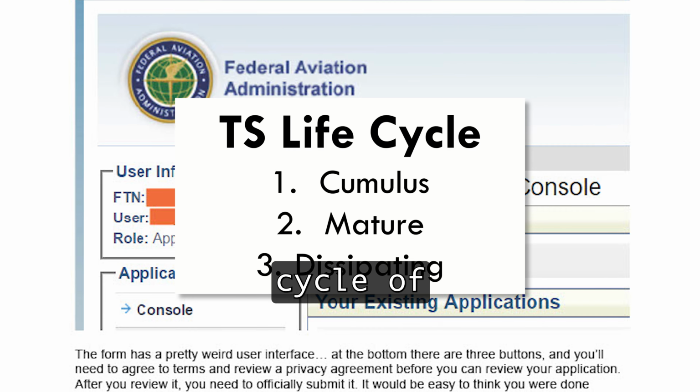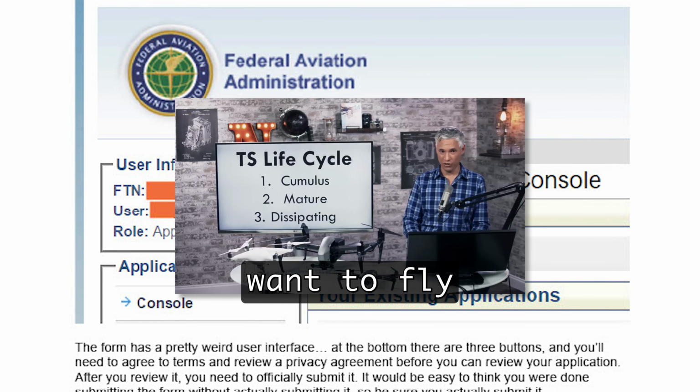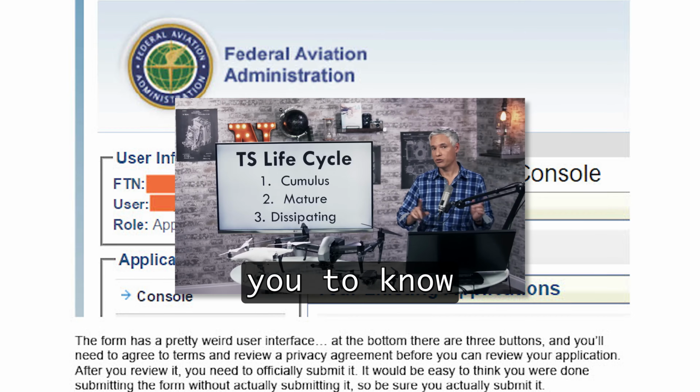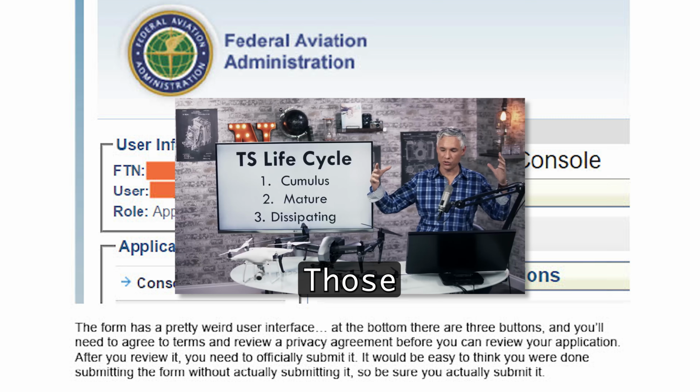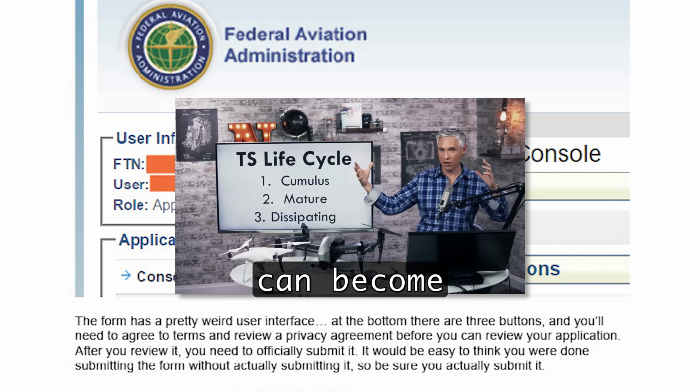Let's talk about the life cycle of a thunderstorm. You probably won't ever want to fly in a thunderstorm. It's scary, but they want you to know some information about it. Those big cumulus clouds, big puffy clouds, those can become thunderclouds.